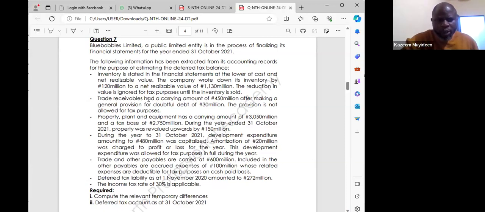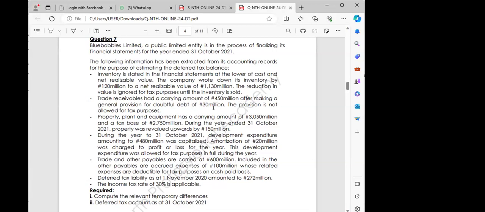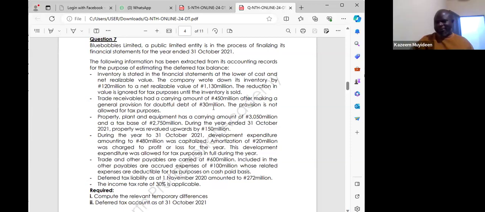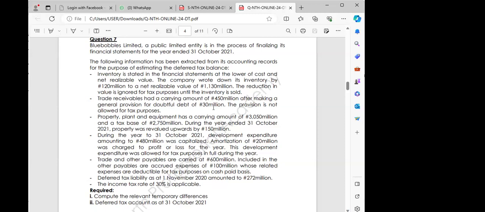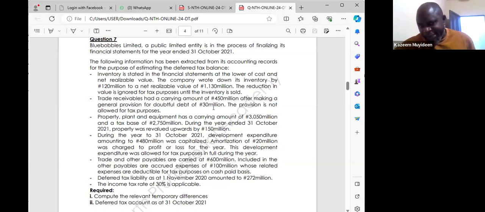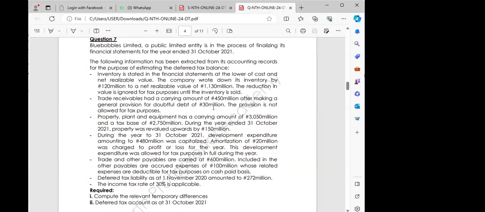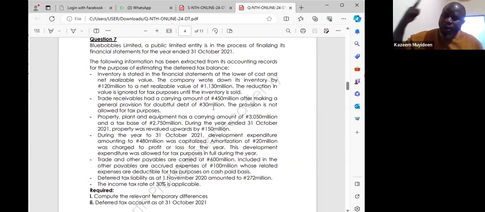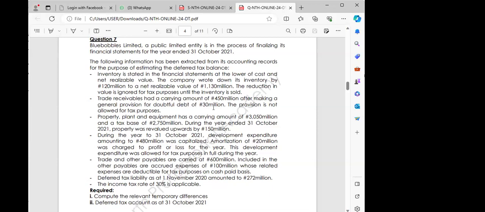Look at this one now. Trade receivable, the carrying amount of 450 after making a general provision for doubtful debt of 30. What is going to be the tax base? You make a general provision. What you are saying, my tax base is 480, because you have made a general provision of 30. In the books of the tax people, it's going to be 480, their tax base. Immediately you can know the measurement principles and you can guess whether it's a deferred tax liability or deferred tax asset, and the depreciation and the capital allowance.